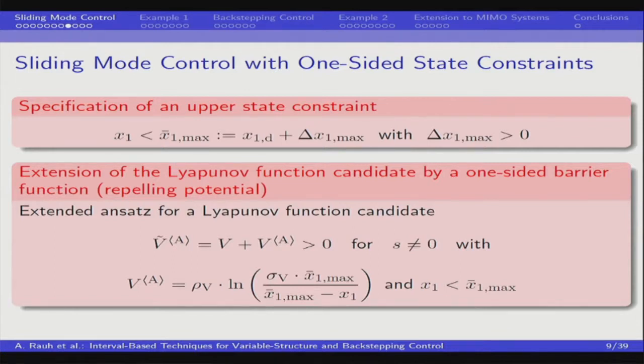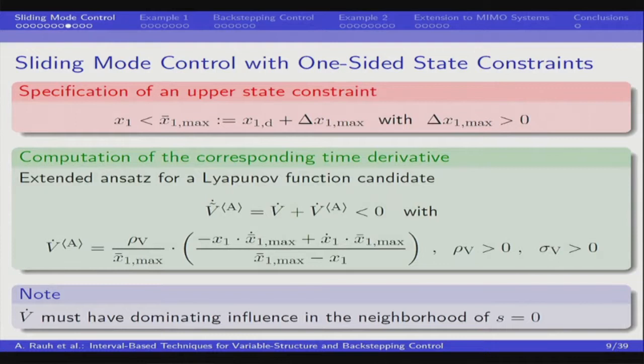Okay, if we are adding this to the original Lyapunov function candidate, we have to make sure that now the extended Lyapunov function has a negative time derivative. And this is what you see on this slide here. The extended Lyapunov function candidate has a time derivative that corresponds to the original derivative plus some correction term. And what is obvious, this term V dot that we had in the original control design must have dominating influence in the neighborhood of the operating point. When we're far away, this repelling potential can take over and has to ensure that we don't violate the state constraint.